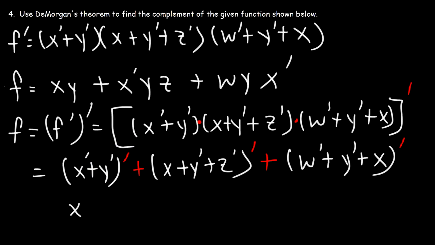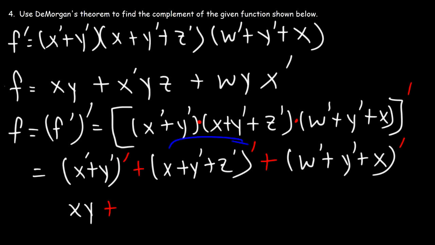So x prime will be converted to x, y prime will be converted to y, and we're going to put them together to indicate the AND operation. Now we're still going to have this plus symbol because the complement will not affect it in this case. It's outside of the parentheses.